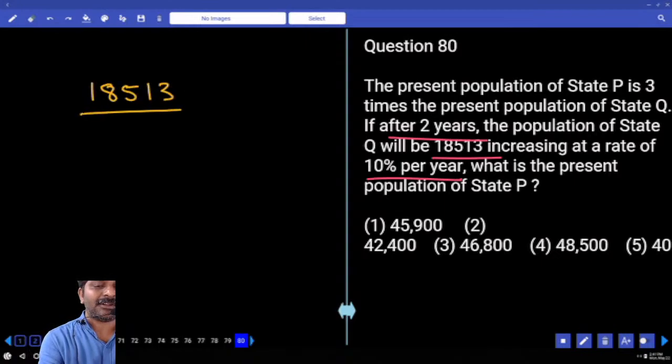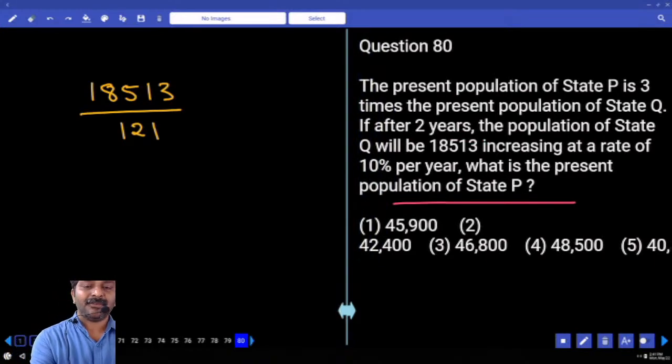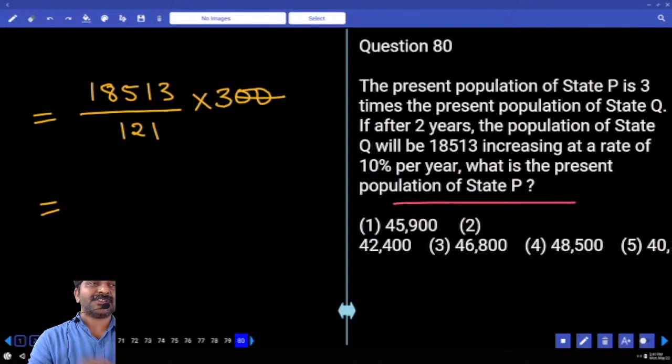18,513, which is equal to 121%. 1% is 121. The question is about state population P, which was what percentage? 300%. There are 2 zeros in the numerator. Come on, I'll write 2 zeros.